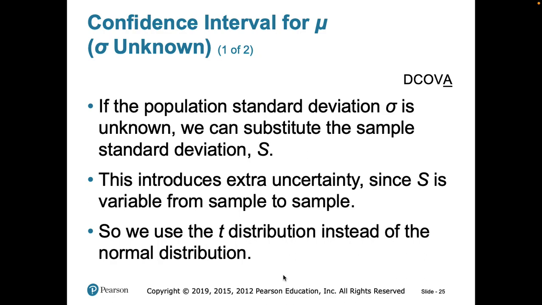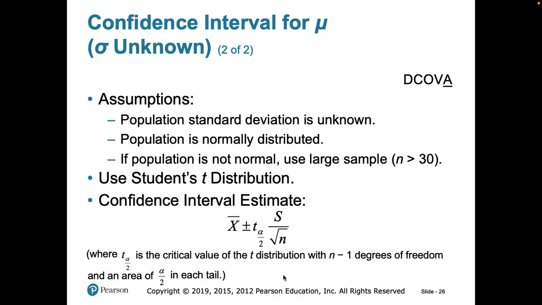So what we're going to do is use the t-distribution instead of the normal distribution. A couple of assumptions when you're going to build a confidence interval for the mean when you don't know the standard deviation: one, you don't know the standard deviation, and the population is normally distributed. If the population is not normally distributed, then you have to make sure that you use a large sample, more than 30. In this case, we're going to use the student's t-distribution and do the confidence interval estimate.